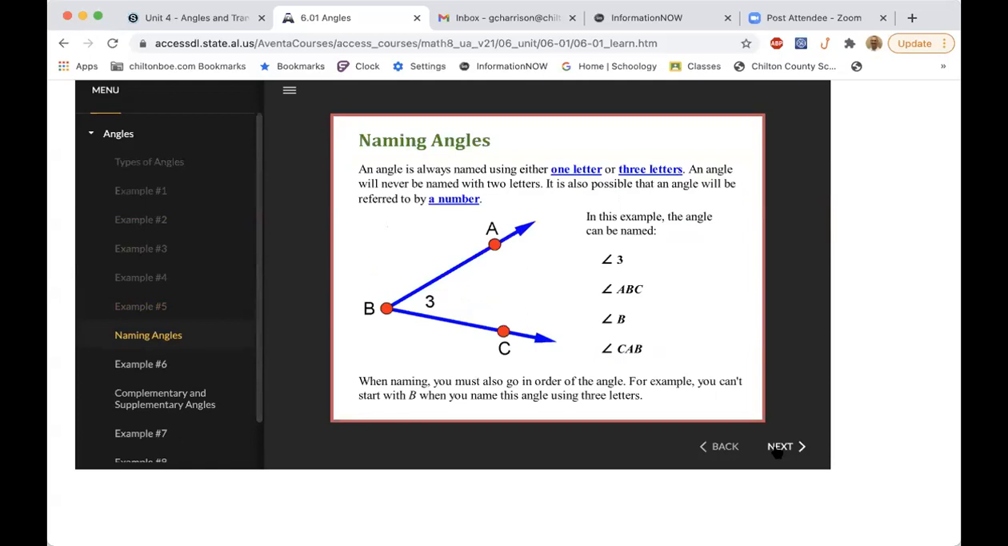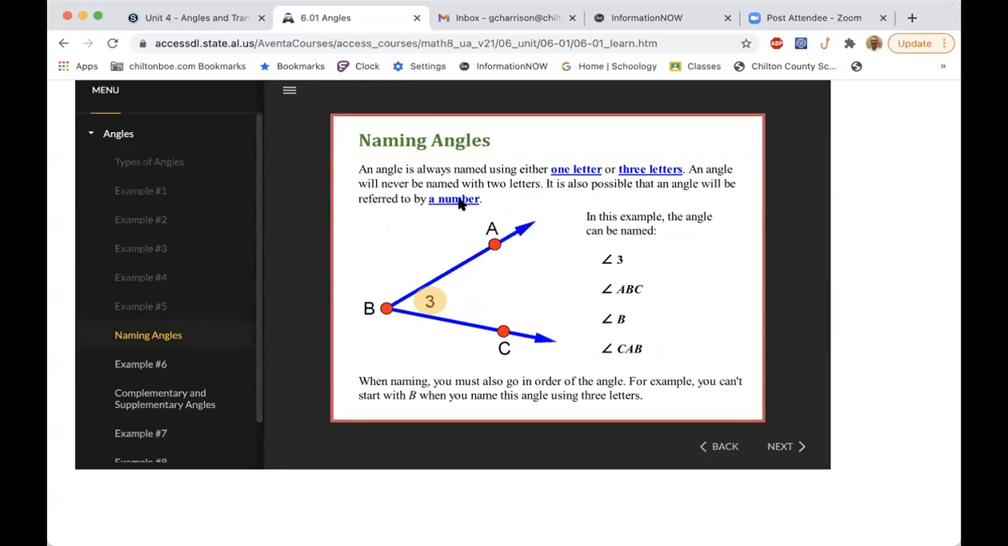An angle is always named either using one letter, like this angle could be called angle B, or three letters. It could be called angle ABC or CBA. An angle will never be named with two letters. It is also possible that the angle will be referred to by a number, like angle number 3.